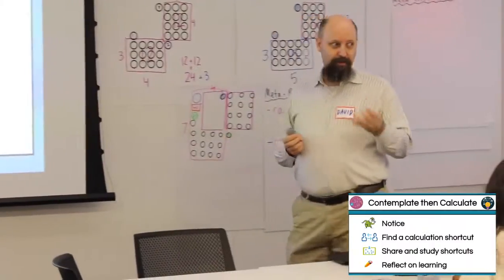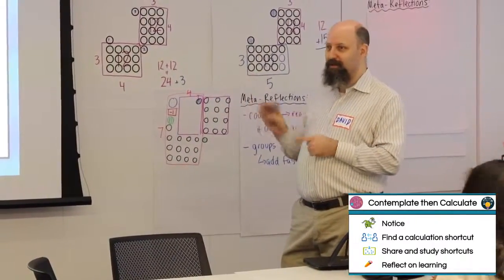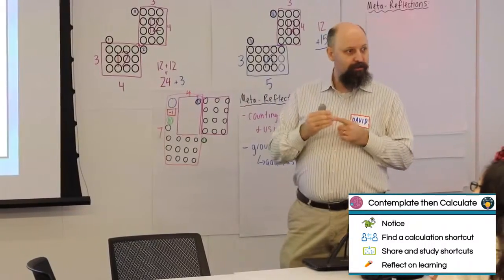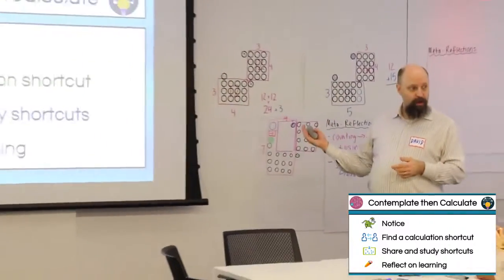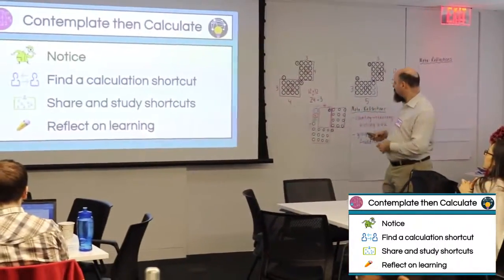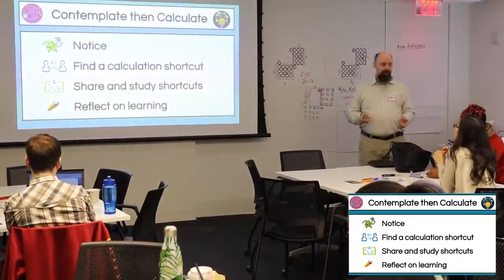Four steps, probably noticed them last time. There's the noticings, that's the flashing of the image. You work with a partner to find a shortcut based on the structure that you see, maybe more than one shortcut. We're going to share and study some of those shortcuts up here. And then at the end, we're going to reflect on what we've learned.